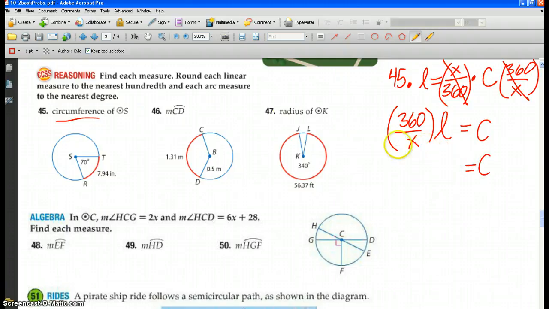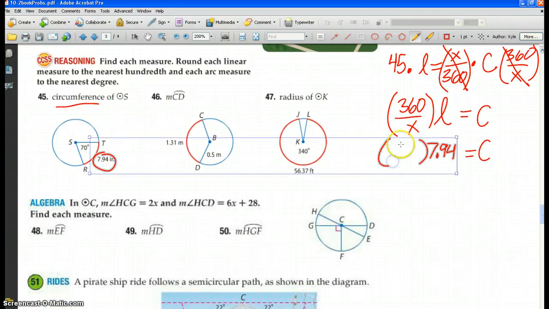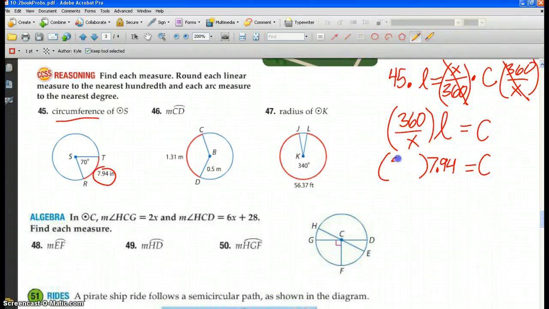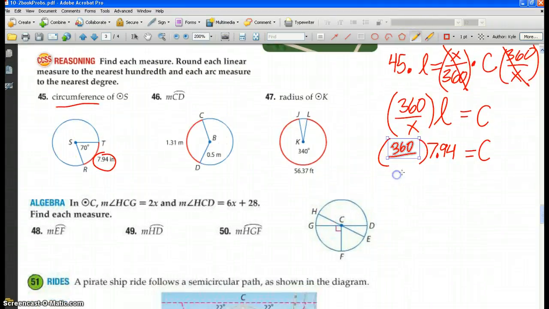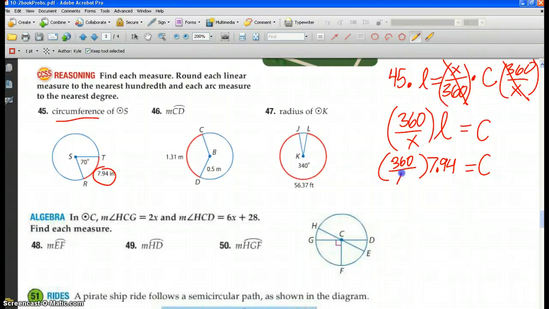We need to take the arc length, which in this case is 7.94, and multiply that by 360 over the central angle, which is 70. So with a calculator, we would just take 360 divided by 70 times 7.94, and we get roughly 40.83 inches.